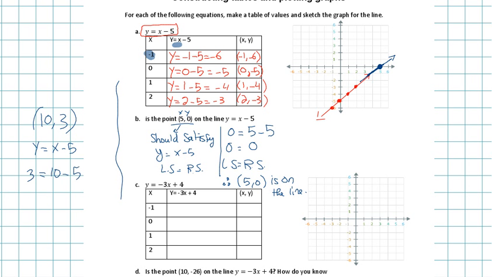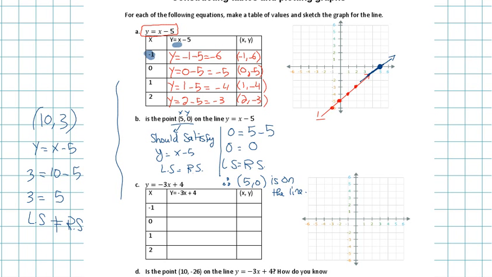Well, you do the equation. So 3 equals, what's 10 take away 5? 5. Then is 3 equal to 5? No. 3 is not equal to 5. 3 is 3, 5 is 5. They're not equal to each other. So that means the left side is not equal to the right side. So that means the point is not on the line.